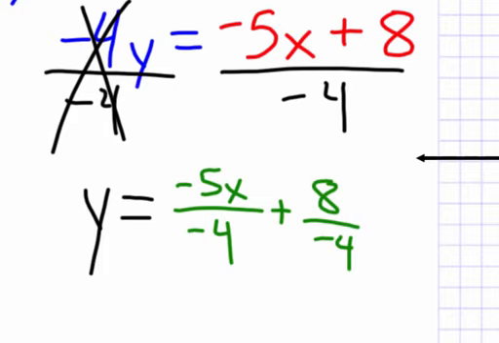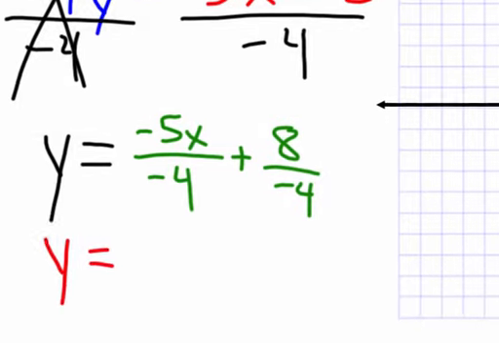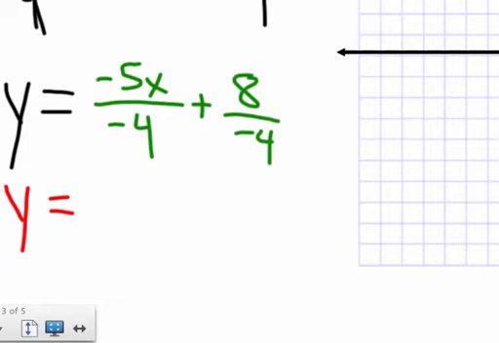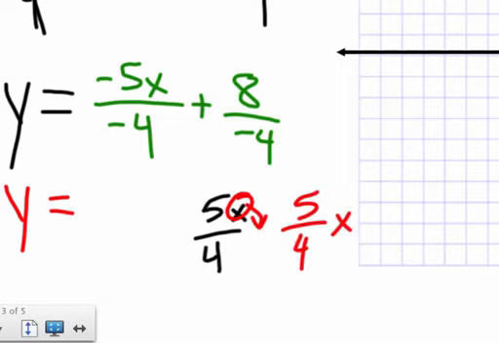So let's simplify this now. What I want to do is I want it to look like my slope's in front of my x term. Well, if I think about this negative 5x over negative 4, I'm going to write this down here. Negative 5x over negative 4. Well, a negative divided by a negative is a positive, so I'm going to get rid of the negatives there. And what I can do is I can just pull this x out front and write 5/4 x.